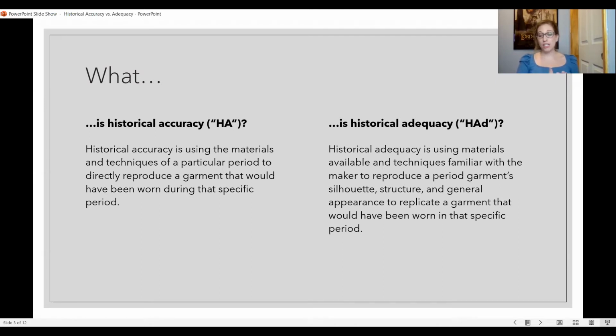So fabric choice, materials you use, how you construct the garment, how you create the correct silhouette. Are you building it into your actual dress, or are you wearing proper undergarments to create the silhouette? All play into whether the end product is historically accurate or historically adequate. We are going to take a closer look at those types of breakdowns to see what type of fabric is historically accurate versus adequate. But I am going to pause for questions.